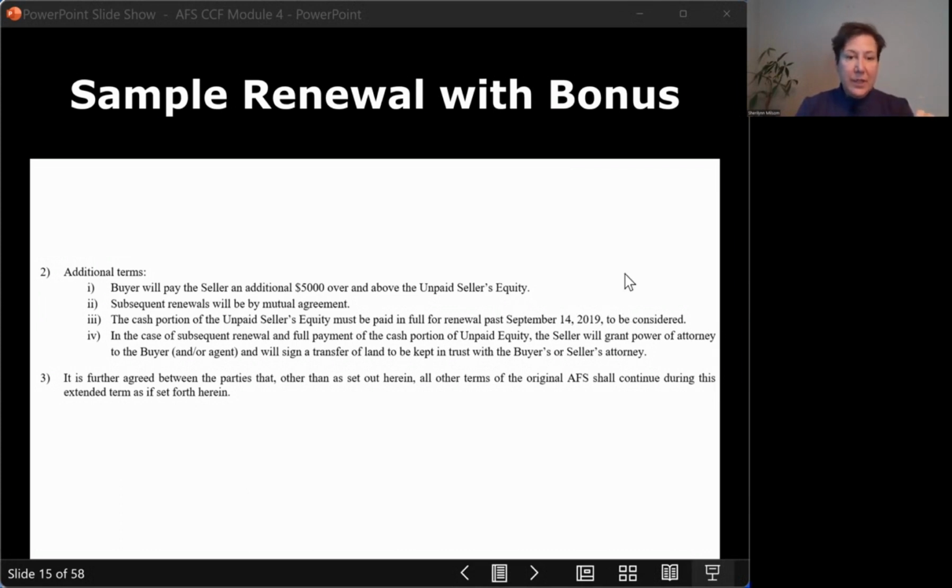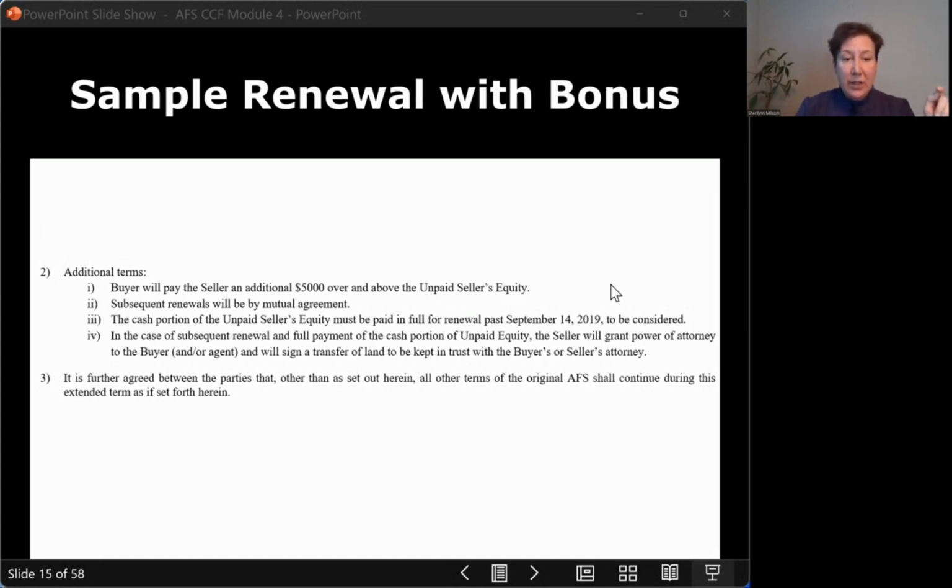Additional terms. The buyer will pay the seller an additional $5,000 over and above unpaid seller's equity. And it should have said at time of title transfer, but that's okay. This is the bonus that we had offered to pay them because they did a second renewal, which they weren't required to do, and they still left a huge portion of their equity in the property. Subsequent renewals will be made by mutual agreement.